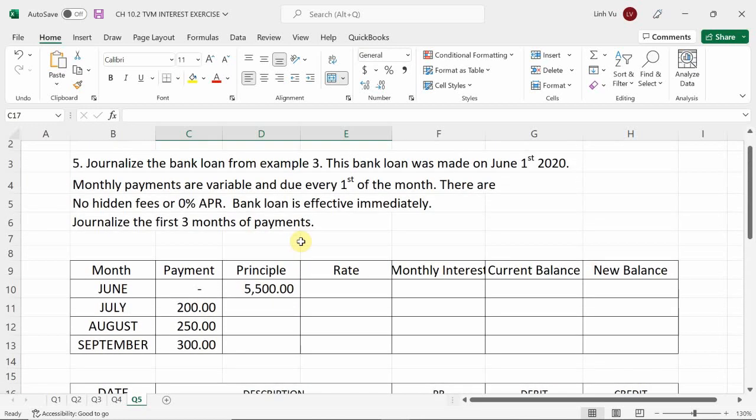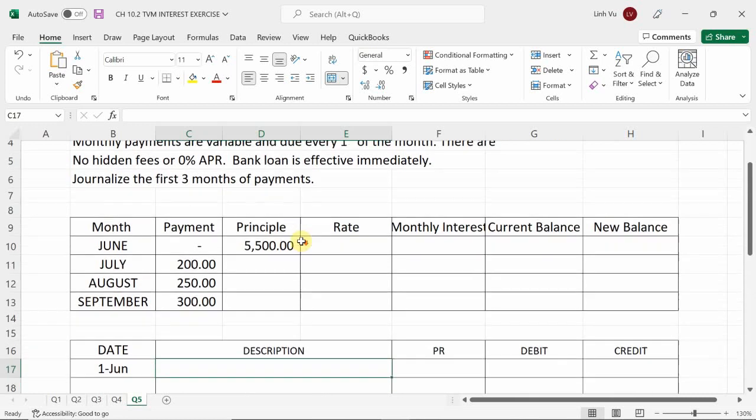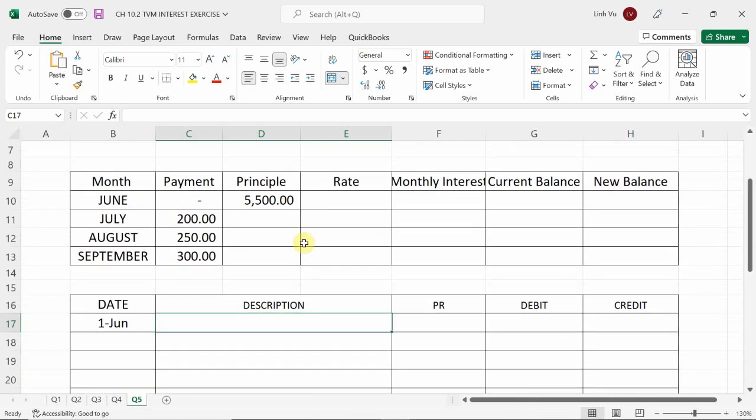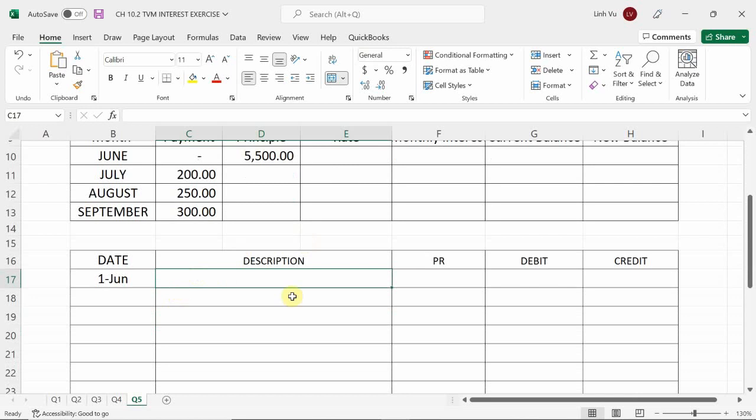How do you journalize that you borrowed a loan for $5,500? Okay, so you would... Would you debit the loan? Is that what your question is? Well, no, because it's a liability, right? You owe money. So if you debit a liability, you're decreasing it.